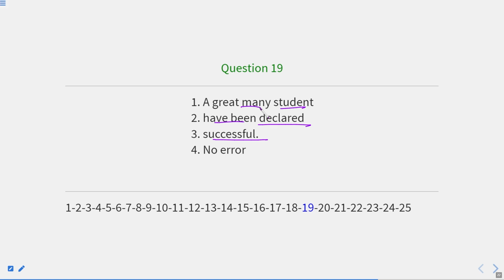Sorry, if the adjective is plural, that is a great many, it should be followed by plural number of subjects. Also, have been declared means we are talking about many persons. So this student should be replaced with students. Okay, and the correct answer is 1. Solution is 1, where we need to write a great many students. Okay, so this should be students.